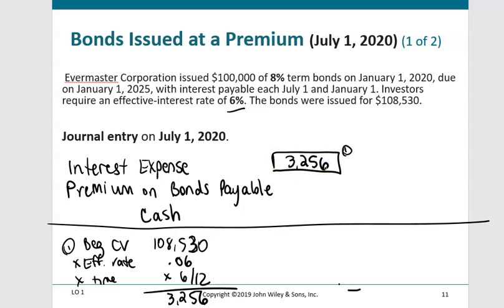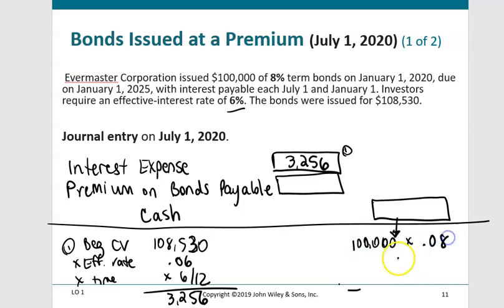We can't do the debit to the premium just yet, so we need to hold off on that. Let's solve for the cash payment amount, and that should be the easy one because regardless of whether a bond was issued at a discount, a premium, or at par, the cash payment is always equal to face value times the stated interest rate times time, in this case, 6 out of 12 months, so 4,000.